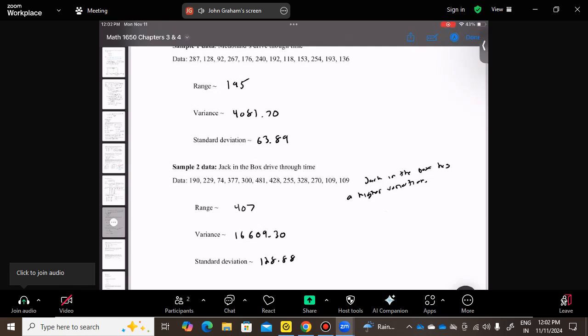So, it can be multiple reasons. You can't find the exact reason without knowing the situation that goes on. But it could be anything from maybe there's not consistency for Jack in the Box, or maybe there were just times that they're a lot busier that got measured, and other times when it wasn't as busy.